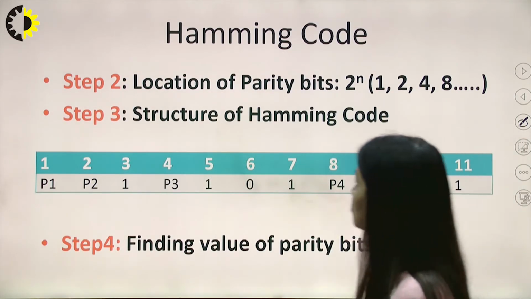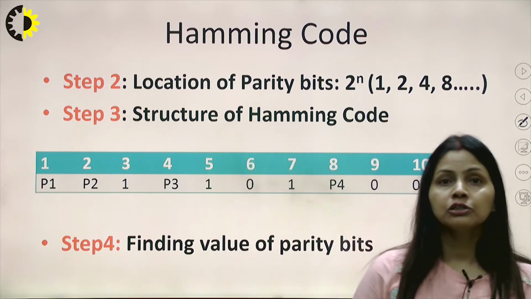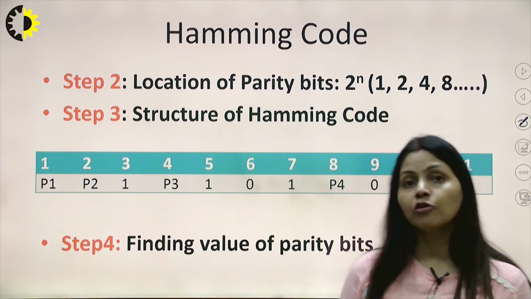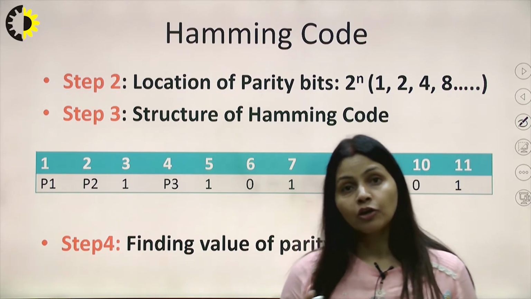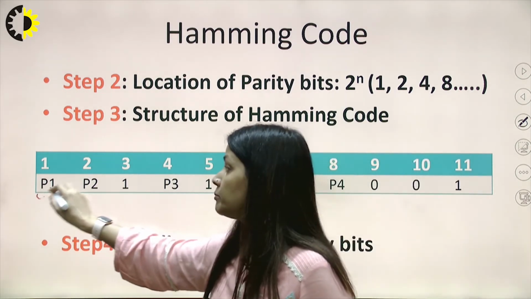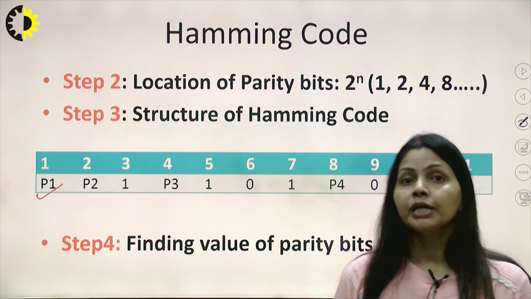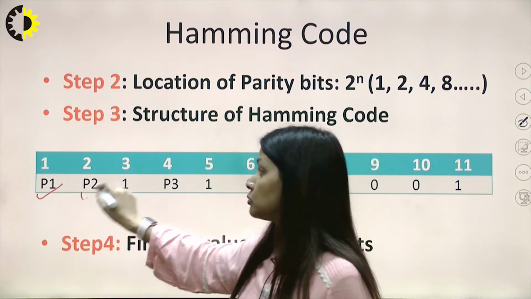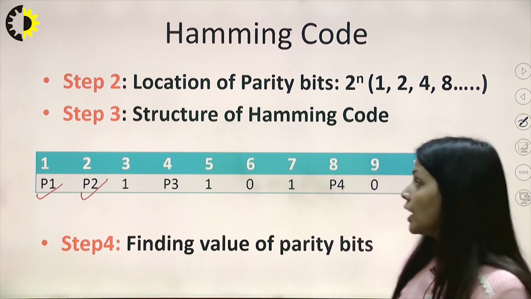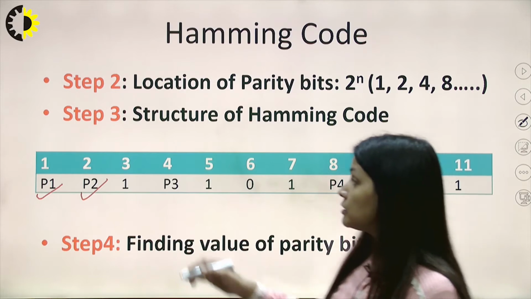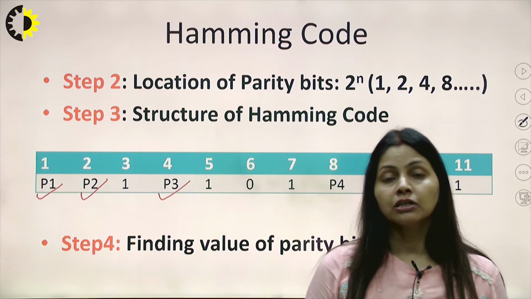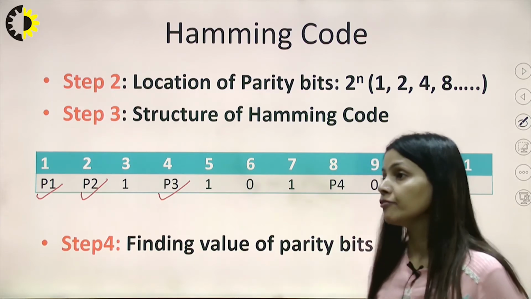So now step 2. Step 2 is location of the parity bits. The location of the parity bits is in the power of 2. So that means 2 raised to the power 0, first location of parity bit, that is P1. 2 raised to the power 1, that is 2, so second location for the parity bit P2. And 2 raised to the power 2, that is P3, location for third parity bit, and 2 raised to the power 3.